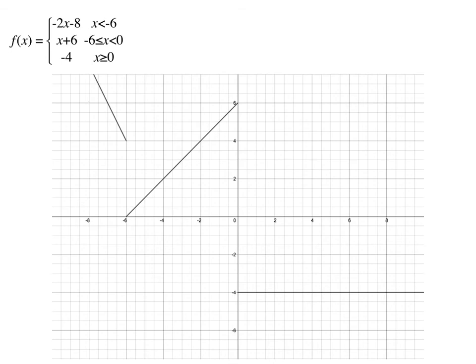So let's look at x equals negative 6. What's going on there? Do we use the top part or the bottom part? Well, we look back and we see for the top part it's x is less than negative 6. So we need to have an open circle there. And then for the middle part it's x plus 6 when negative 6 is less than or equal to x. So we need a closed circle there. And we can look at x is less than 0 for that middle part, so an open circle there. And then x is greater than or equal to 0, so a closed circle there. And that's it. Pretty easy.